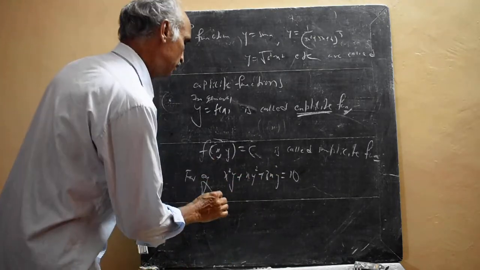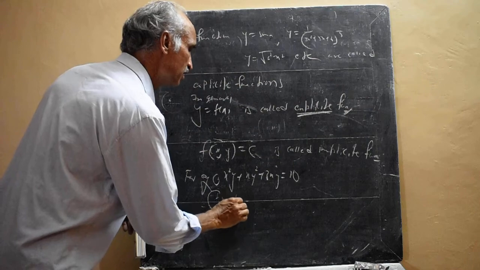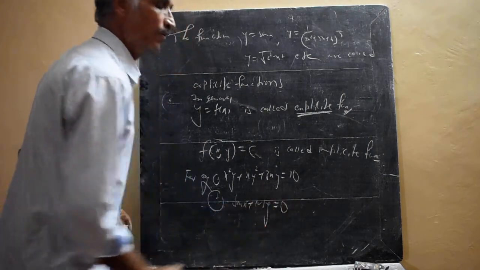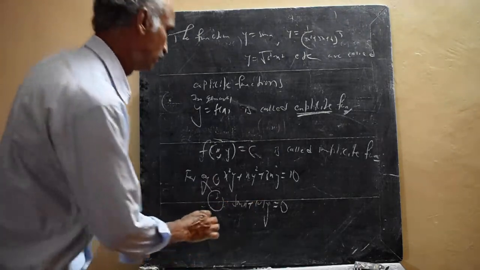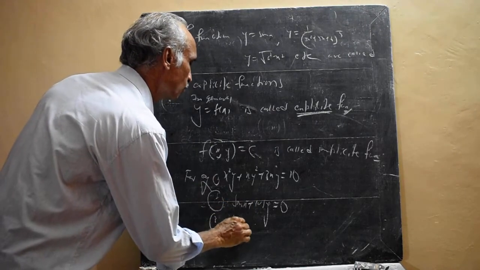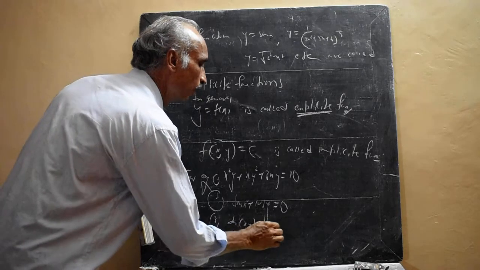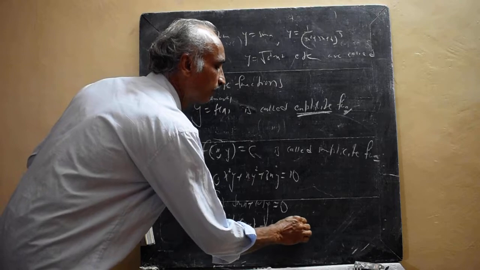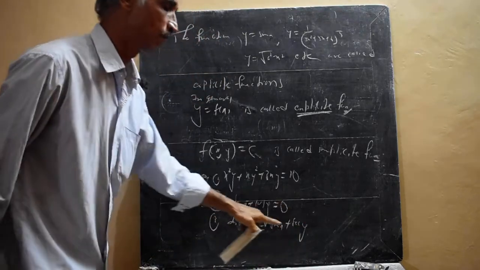Second one, sin x plus cos y is equal to 0. Here x is there, y is there, like that. Third one, tan x into y is equal to sin x plus sec y. Okay, x and y are in mixed form in the expression.